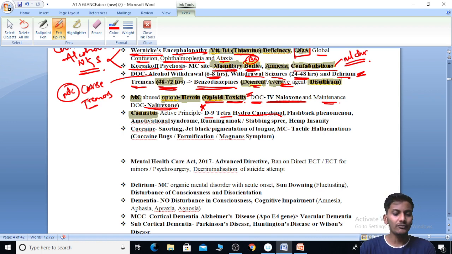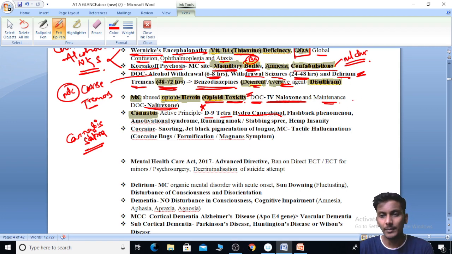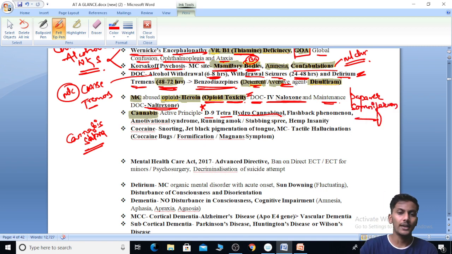And it is derived from which plant, guys? So please remember, cannabis is derived from cannabis sativa. Which is the plant from which it is derived? It is derived from cannabis sativa. And opium is derived from which plant? So please remember, opium is usually derived from papaver somniferum. It is derived from papaver somniferum. Yaad rakhna. Okay, important hai.